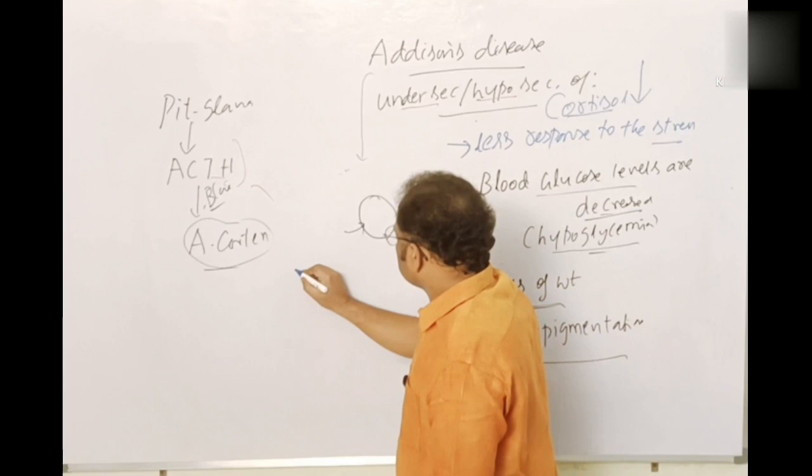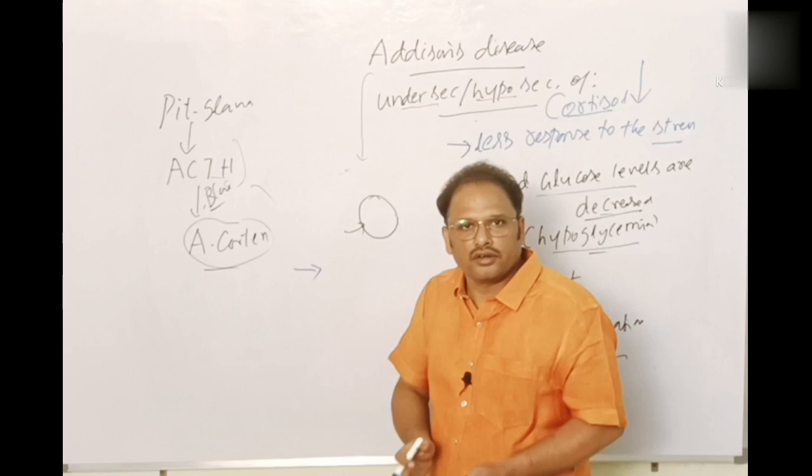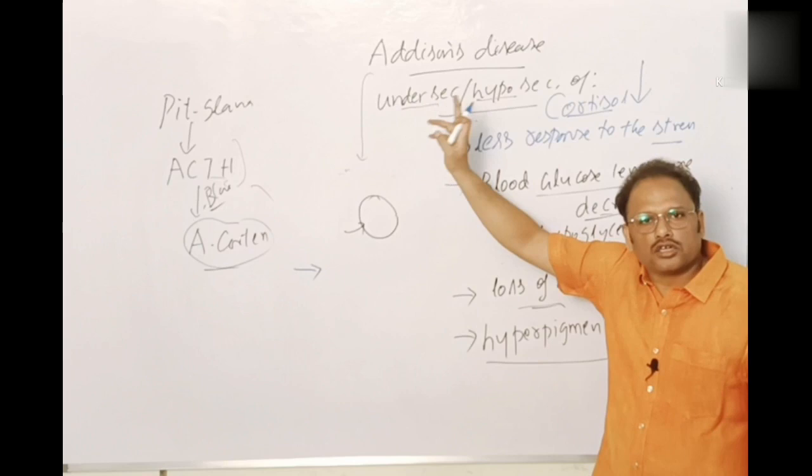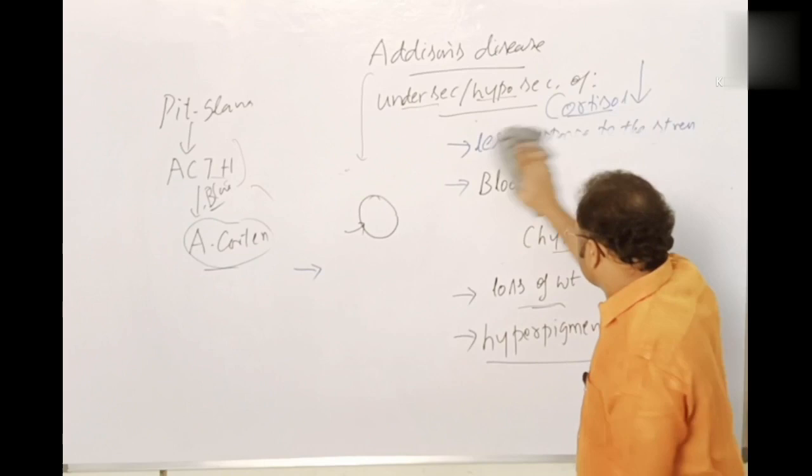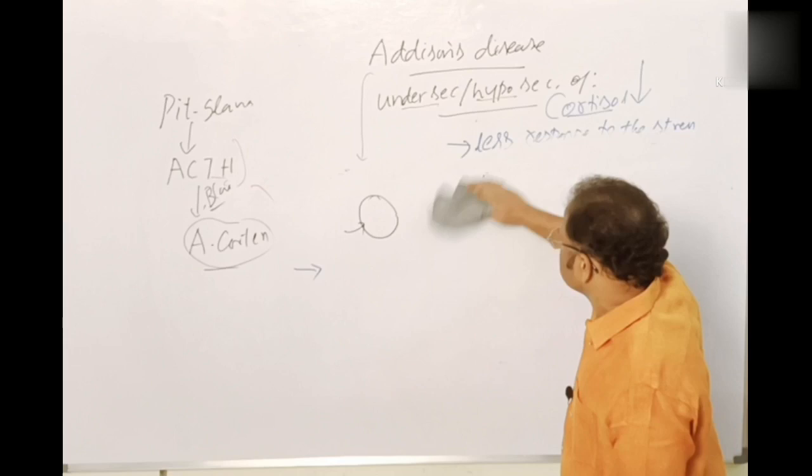And also, decreased levels of oxygen consumption, less sweat. All these are also manifested under which one? Addison's disease. It's an autoimmune disorder. Okay, students, so these are the various disorders. Now let's discuss the sex corticoid disorders here. Sex corticoid disorders.